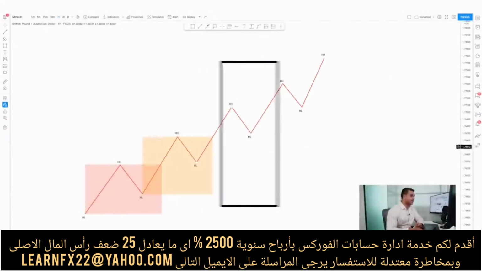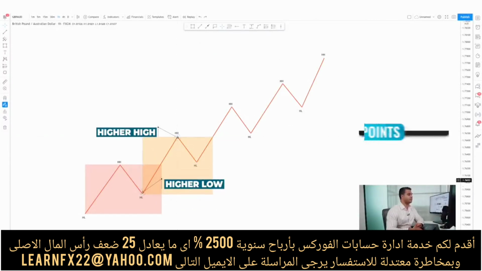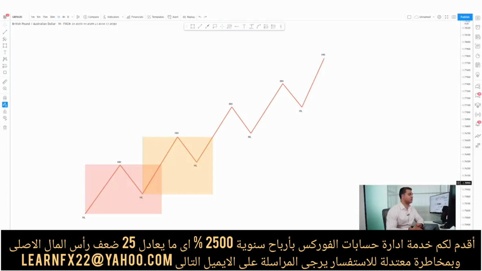Well, using the box technique, in theory, taking the previous higher low and the higher high, the safest stop loss is always going to be at the low. Remember the example we mentioned in the beginning? The higher low is the area where if price violates it, it in theory invalidates the trend. So in this instance, the box technique means that our safest stop loss would be here.